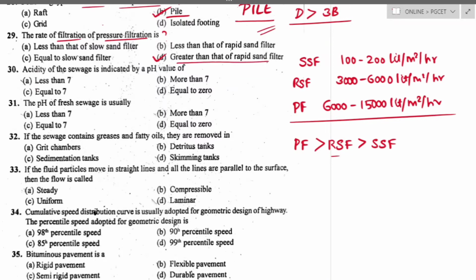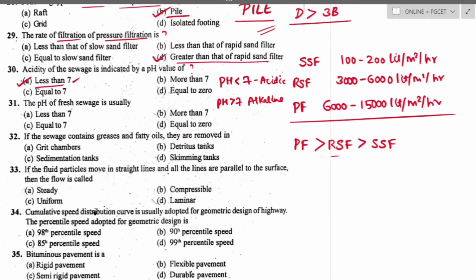Question number 30. Acidity of sewage is indicated by a pH value of. If the pH value is less than 7, it is termed as acidic in nature, and if the pH value is greater than 7, it is alkaline in nature. So option A is the right answer. Acidity of the sewage is indicated by a pH value of less than 7.